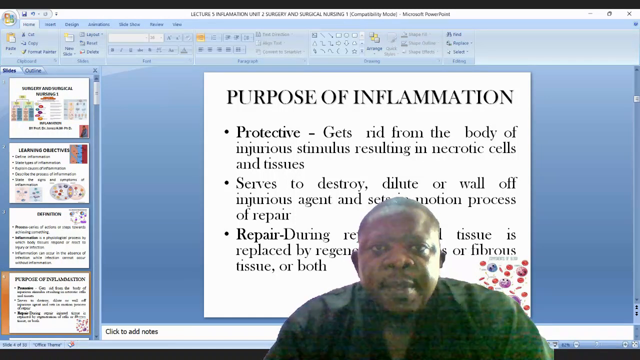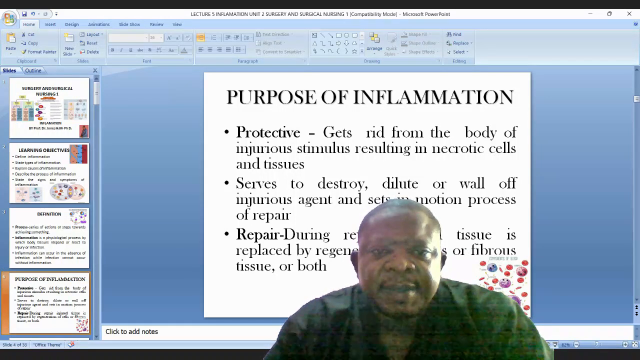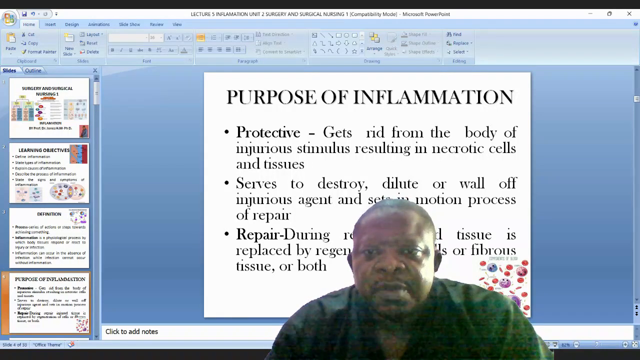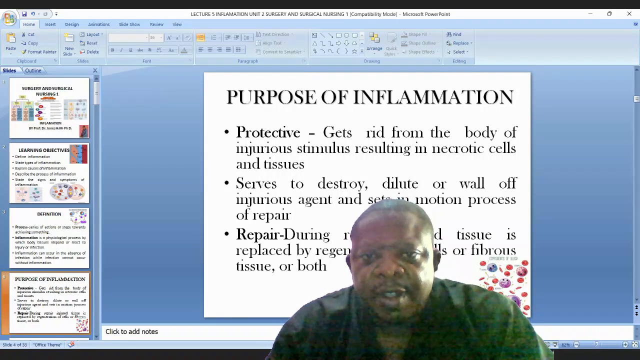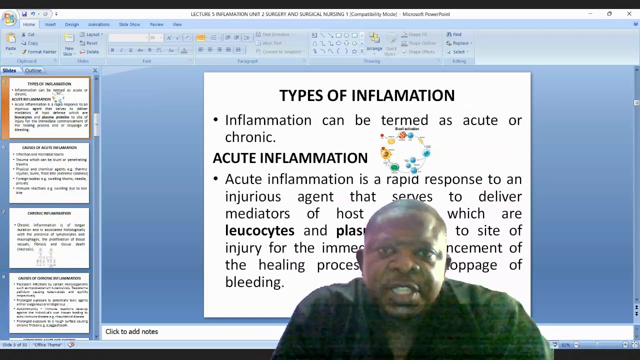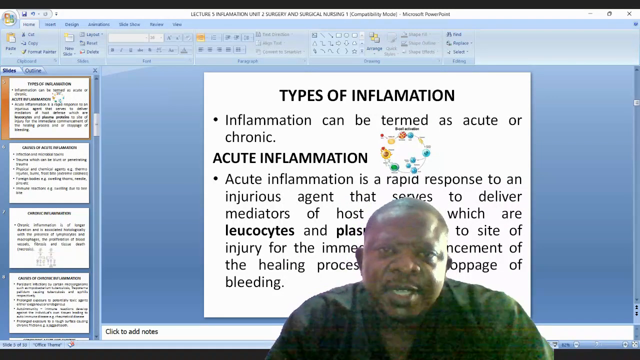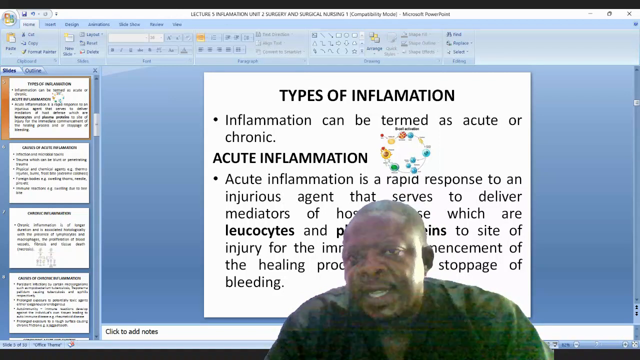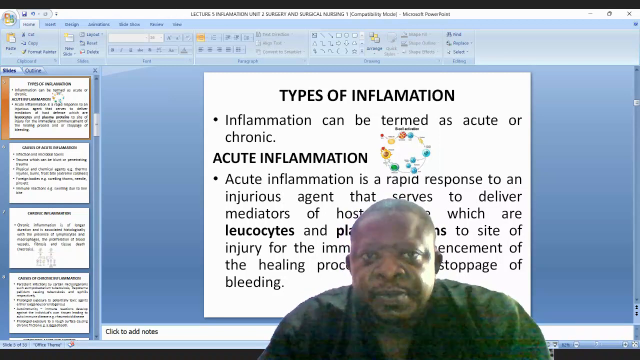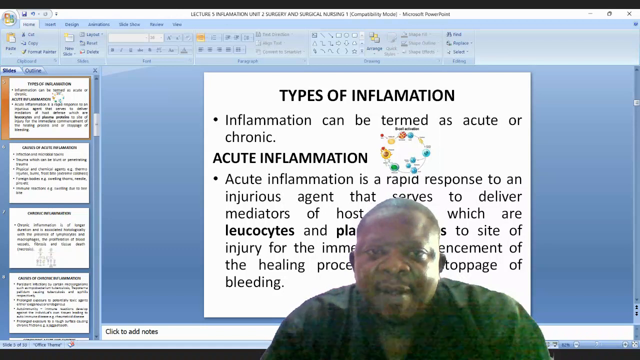The other purpose of inflammation is repair. During repair, injured tissue is replaced by regeneration of cells or fibrous tissue. Types of inflammation. There are two main types of inflammation. There's acute inflammation and there's chronic inflammation. Okay, so we can start by looking at acute inflammation.